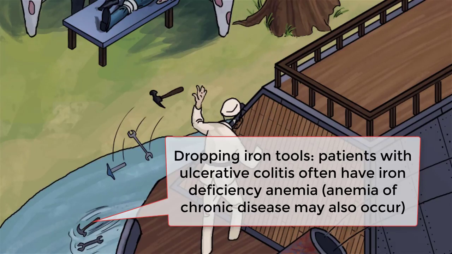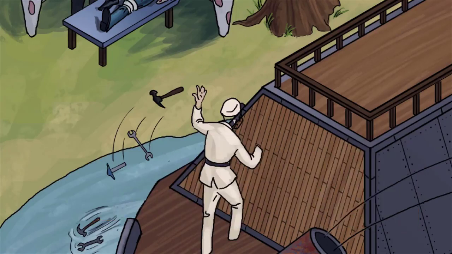In addition to iron deficiency anemia, patients may have anemia of chronic disease, it is chronic after all, or even autoimmune hemolytic anemia. However, if you have to choose the most common cause, for example, on a test, go with iron deficiency anemia, which is why a repairman is dropping all his iron tools into the water. Think of this like our patients dropping all their iron out through their colon.